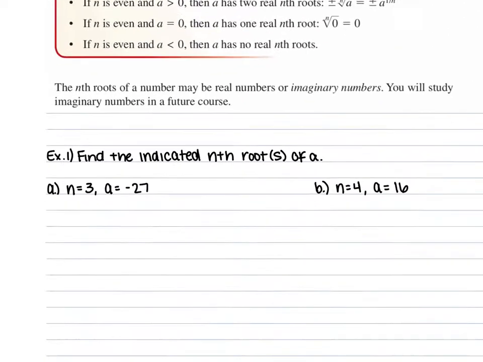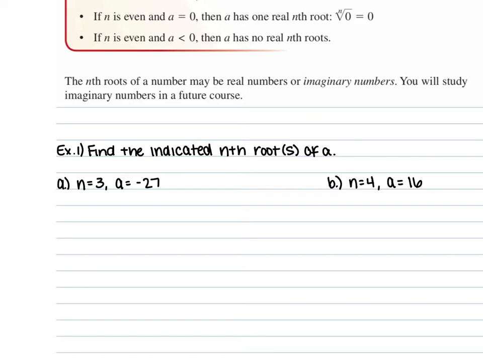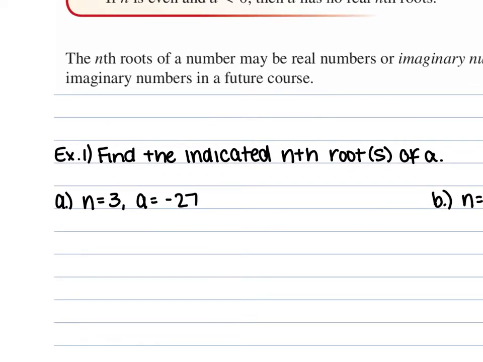So if we look at example A, we're given an n of 3 and an a of negative 27. So this just means that we're taking the cube root of negative 27. So from here, what I like to do is circle my index to tell me how many of the same number I need to have in order to equal that number underneath there. I do have a negative, so I'm going to circle that as well, so that I remind myself that my answer is going to be negative also.